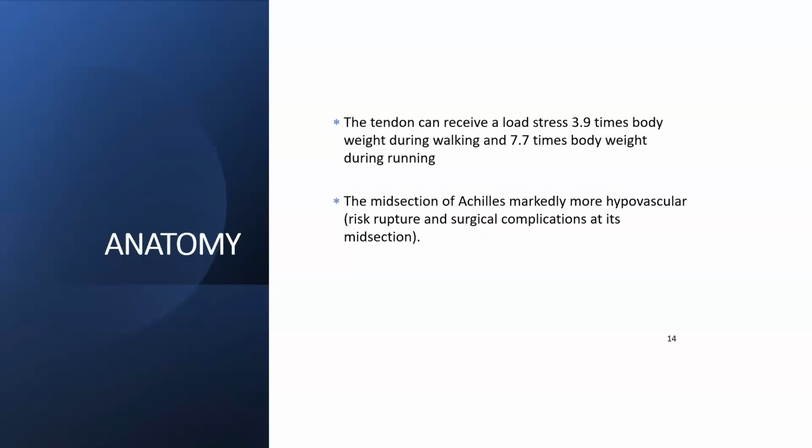The middle section of the Achilles tendon is much more hypovascular, meaning it has a much worse blood supply than the top part of the tendon or the bottom part of the tendon. And that's part of the reason why 95% of Achilles tendon ruptures and a lot of different Achilles tendon pathology tend to occur in that area. The areas that have much better blood supply tend to be able to heal and not have as big of issues and complications like an Achilles tendon rupture.